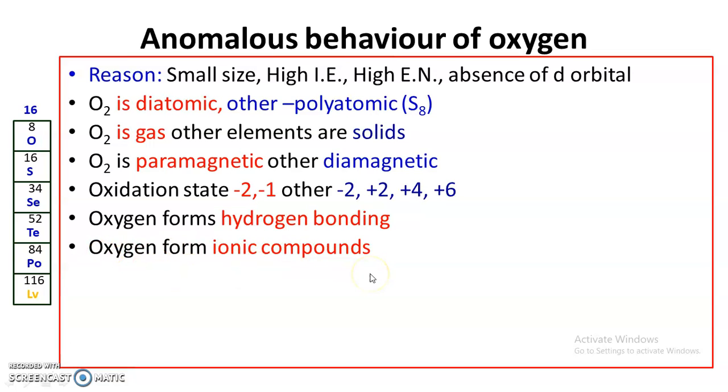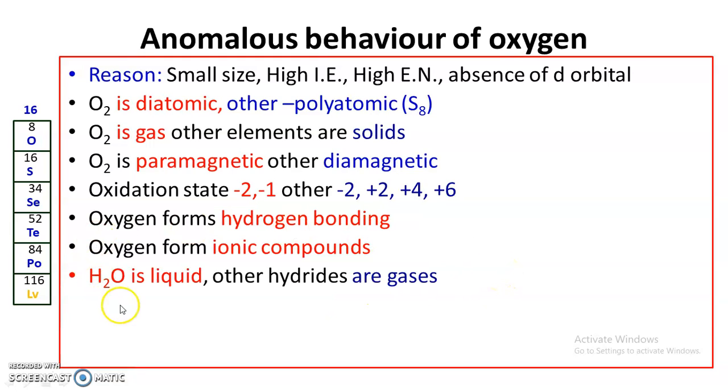Oxygen forms ionic compounds. So oxides, metal oxides, are ionic, whereas the rest of the elements preferably form covalent compounds. One of the important hydrides of oxygen is water, H2O. So the hydride of oxygen, water, exists in the liquid state, whereas hydrides of other elements like hydrogen sulfide, hydrogen selenide, hydrogen telluride are gases.